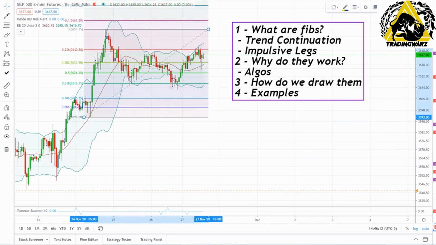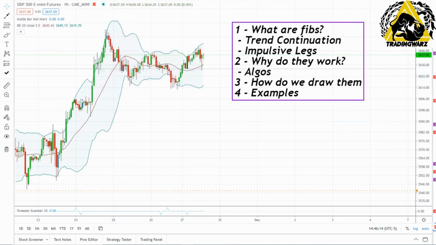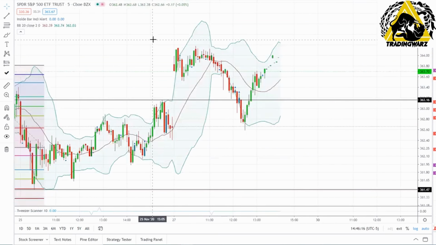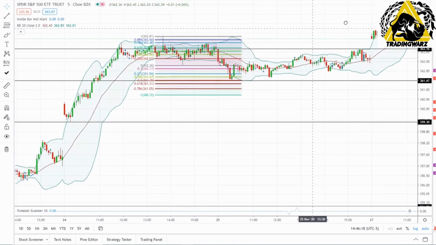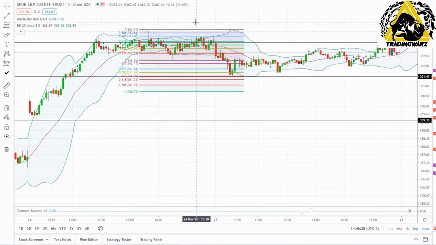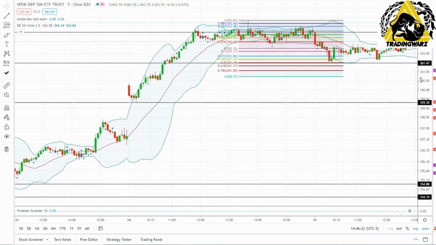And now I'm going to go to the 5-minute chart to show you guys some more examples, and then we're going to wrap up this video. So here on the 5. The great thing about Fibonacci is it works on all time frames, as above, so below.